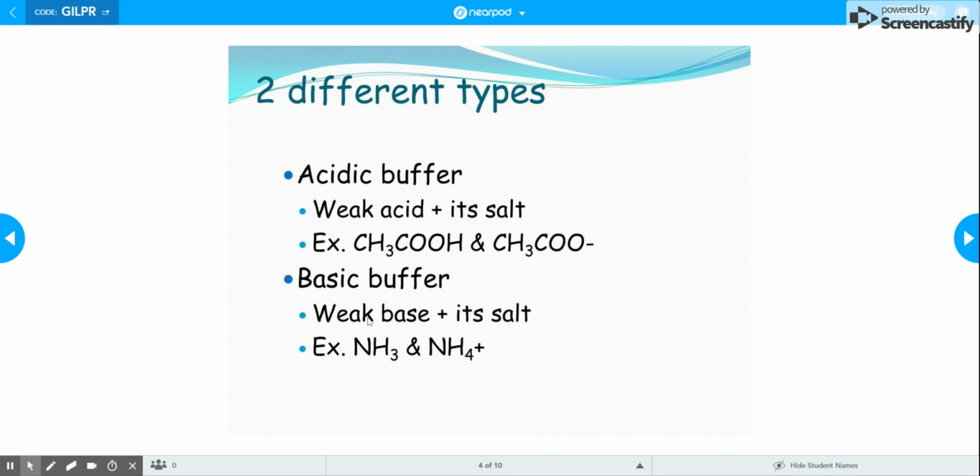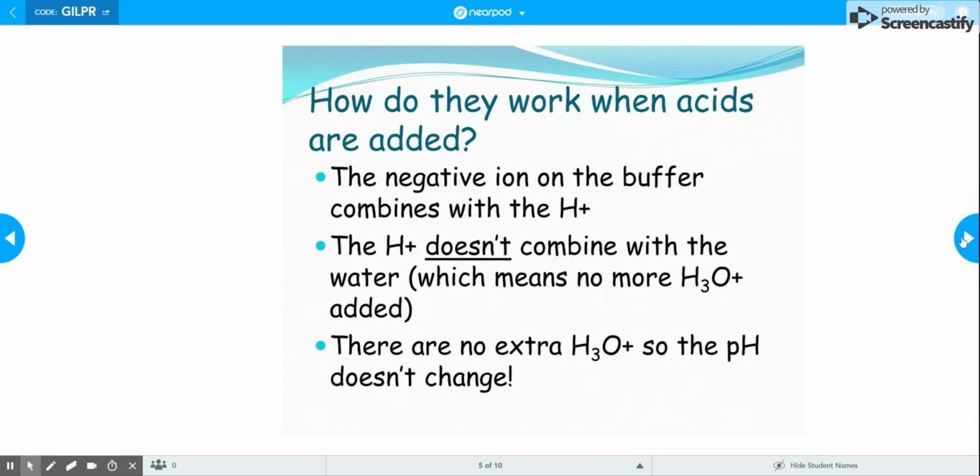Then a basic buffer is the weak base, so NH3, ammonia, is a weak base, and then its salt, also known as the conjugate acid. So as you can see here, it went from NH3 to NH4+, so this gained an H+, so that's why we know this is going to be the base. So when we have a buffer, it's either going to be a weak acid with the conjugate base or a weak base with its conjugate acid.